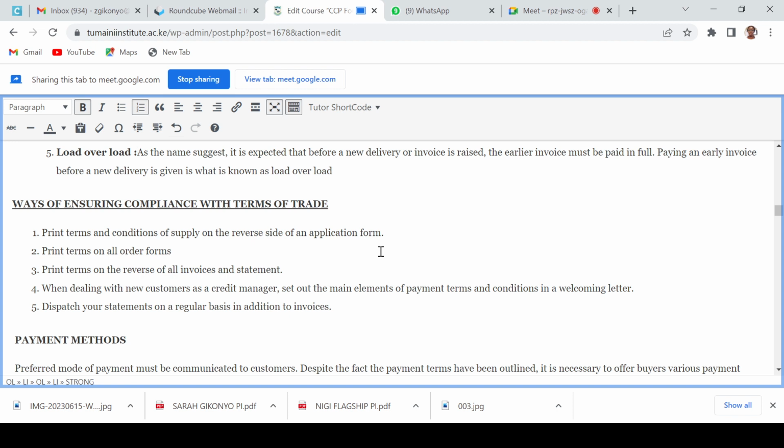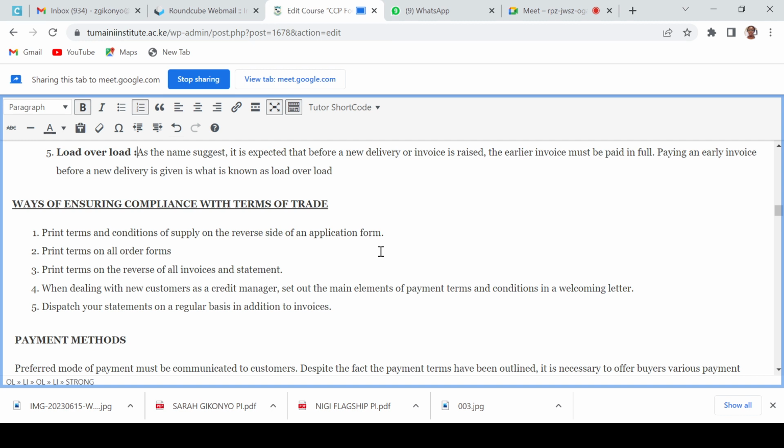Because we see trade credit is challenging because it is not as formal as it is with the financial institution. So what can I do? What do I need to do? You need to print the terms and conditions of supply on the reverse side of an application form. So customers must apply for credit. The terms and conditions must be detailed in that application form.